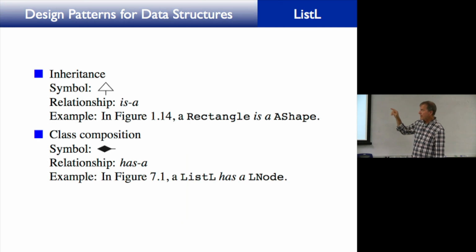So that inheritance has that open triangle symbol. The relationship is "is a". In our shapes one, our rectangle is a shape, an abstract shape. But here what we're doing is class composition, and the symbol is the solid diamond, and that relationship is "has a". So these are the two main, most important features of object-oriented design: inheritance and class composition. All right? So this is object-oriented design. That's the second goal.